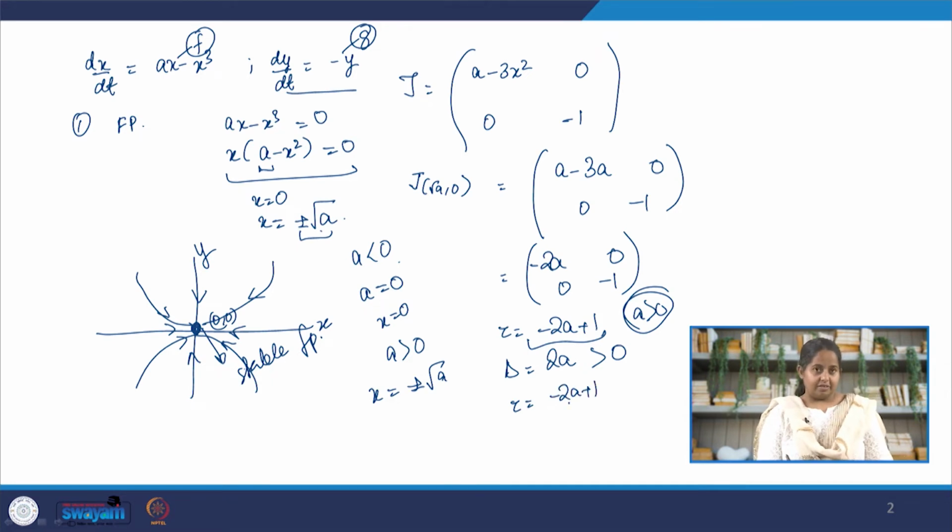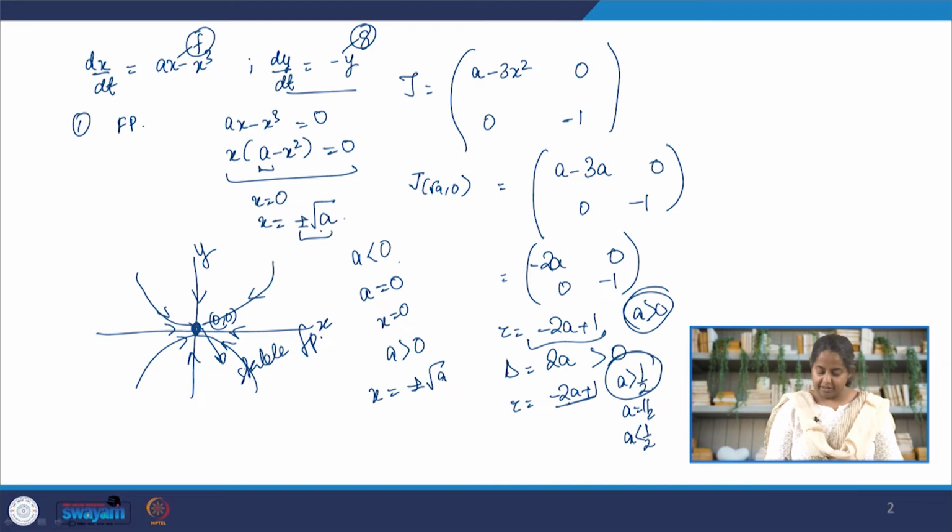So a is positive. Now if a is more than 1 by 2, then tau is going to be negative. If a is equal to 1 by 2, then tau is going to be 0. If a is less than 1 by 2, then tau is going to be positive. So now we have three scenarios here. So a bigger than 1 by 2, as I said, tau would be negative. So tau is less than 0, tau is equal to 0, tau is more than 0. Notice one thing, delta is positive.